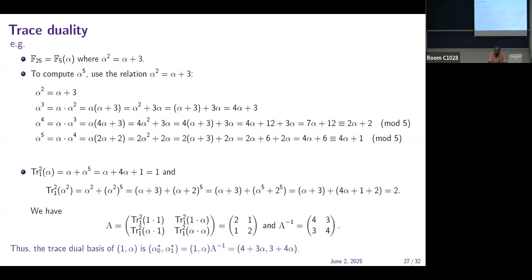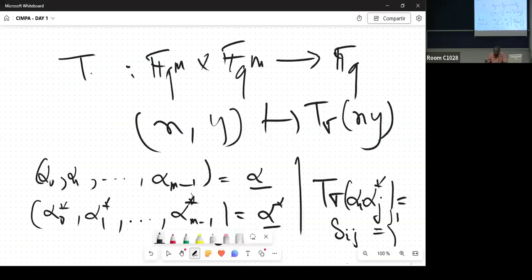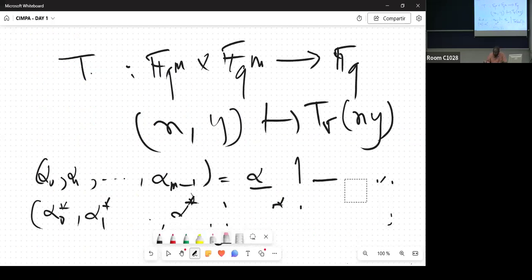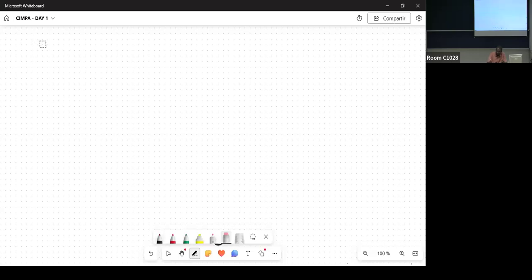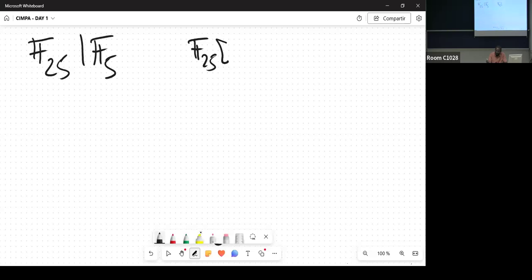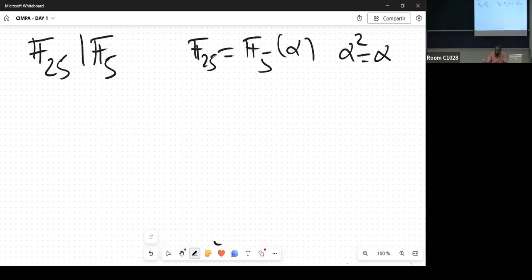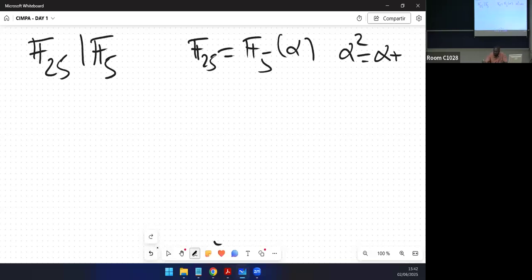When we finish computing the powers of alpha, we use the formula of the trace of these extensions. The degree of this extension is 2. Alpha square equal alpha plus 3.